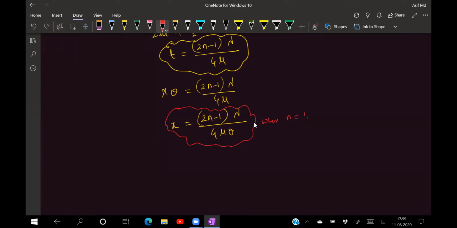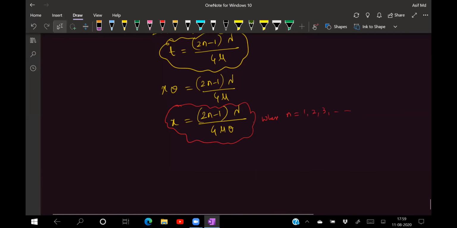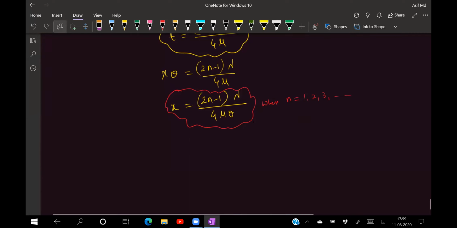1, 2, 3, but not 0. Can anyone tell me why it is not 0? Because P is a bright point right now. If I take n equal to 1, the first bright fringe forms at a distance lambda by 4 mu theta. If I take 0, 2 into 0 minus 1 gives a negative value, which is not possible. That is the reason we take n equal to 1. Now see, for example, if I'm talking about no reflection at point P, that means destructive interference.